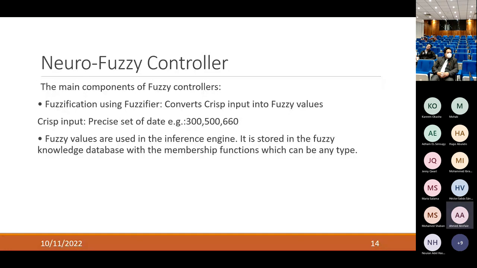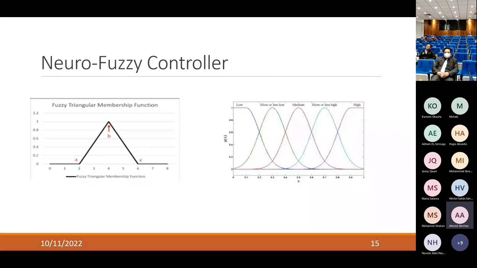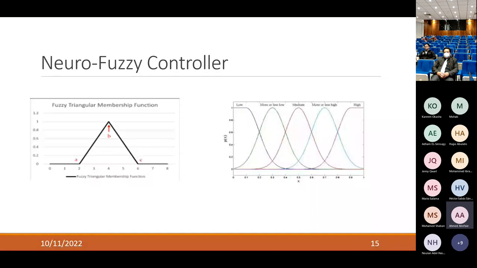The fuzzy controller uses membership functions. The two most important and most widely used membership functions are the triangular membership functions and the Gaussian membership functions, as shown here. We used Gaussian membership functions in our implementation of the Neuro-Fuzzy controller. This is the MATLAB software picture of the Neuro-Fuzzy controller.